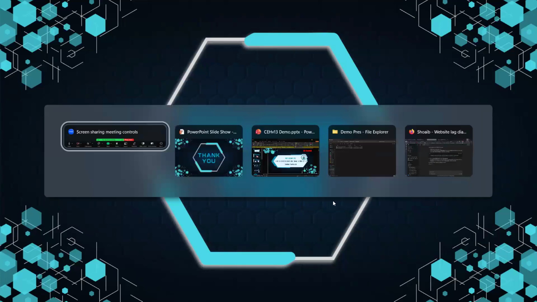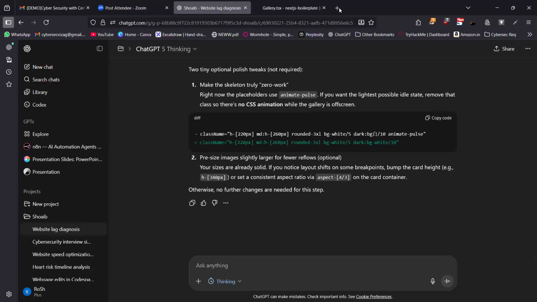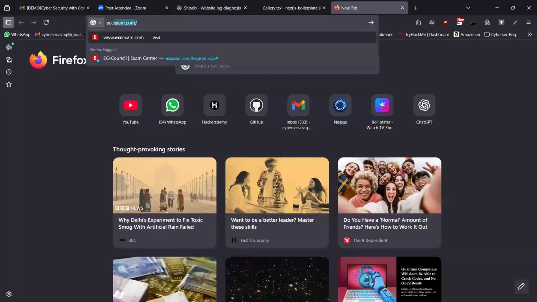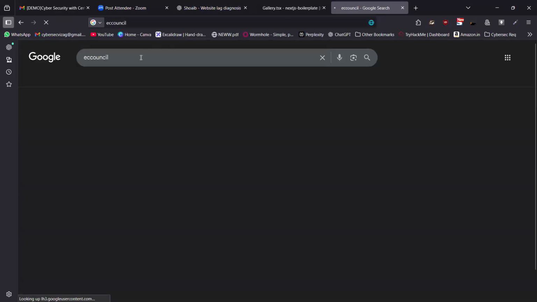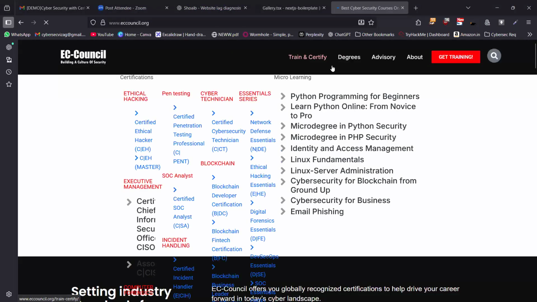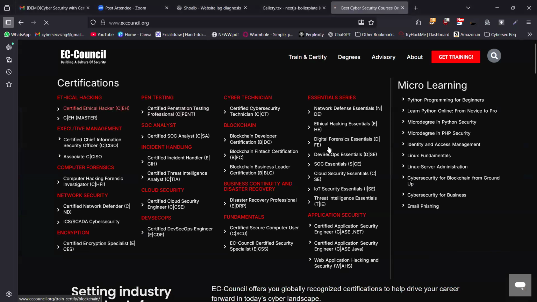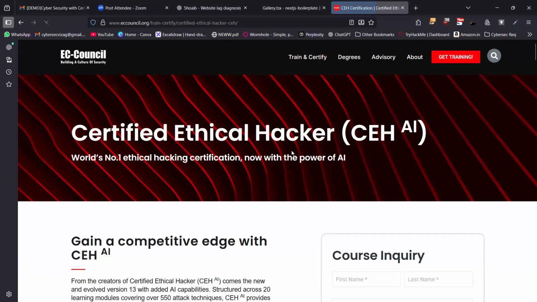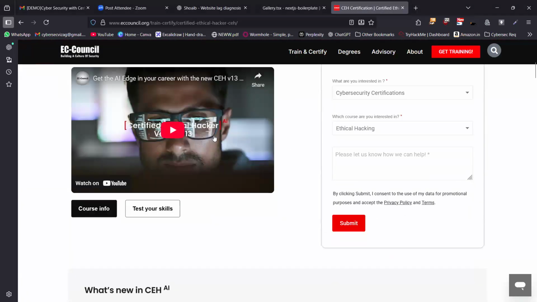What kind of course are we learning, and what are the roles and responsibilities? The certification itself is called CEH. You can visit the website ecouncil.org. We are learning the content from the same certification, Certified Ethical Hacker. Once this course is done, you will be ready to write the certification, but it's quite a costly one. It's around $500 or so.